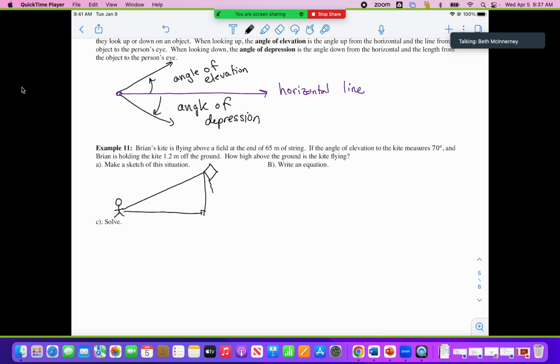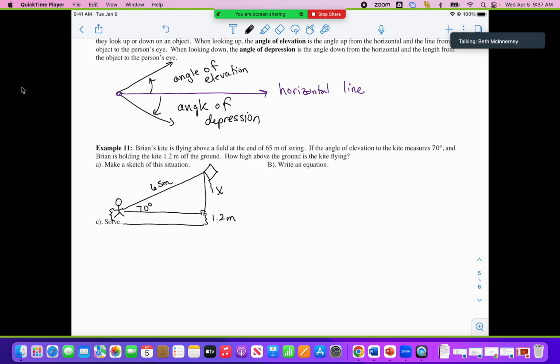All right, so now this distance, now here's the ground, okay? There's a little distance from where he's holding it up. He's 1.2 meters off the ground. The kite is flying, the string is 65 meters, and do you understand that the angle of elevation right there is 70? I want to know how high above the ground is the kite. So the first thing I have to do is find x, which is from his line of sight up to the kite, and then we're going to add 1.2 to that.